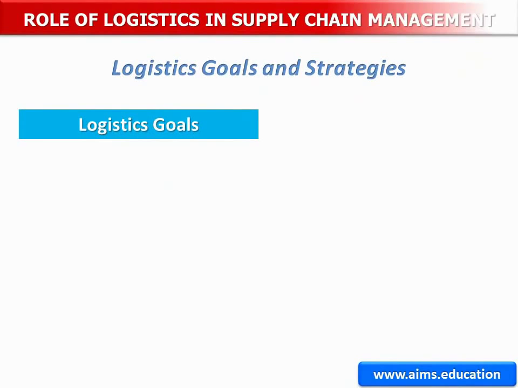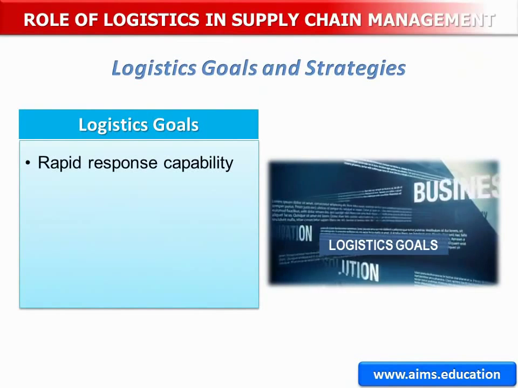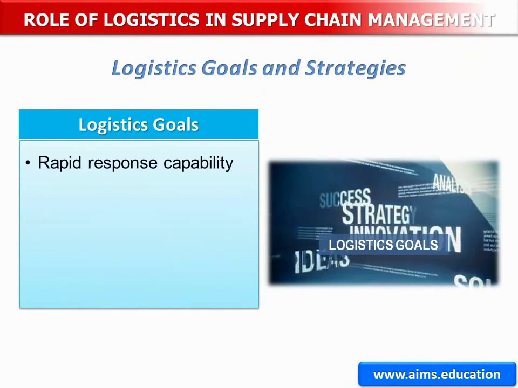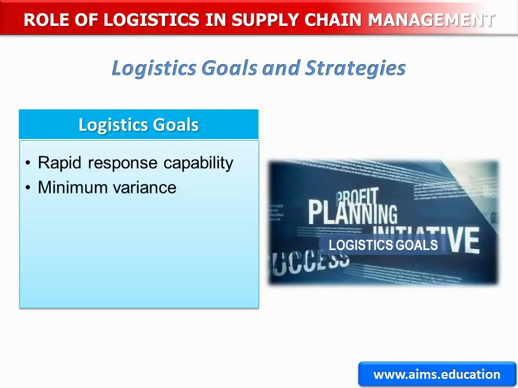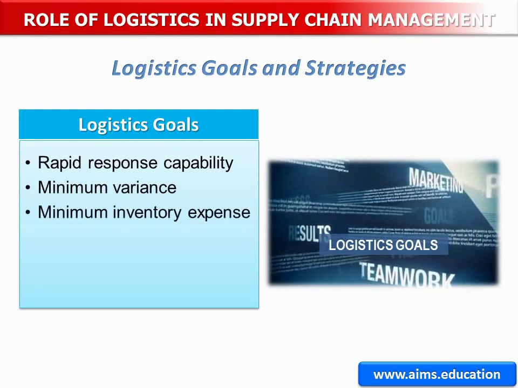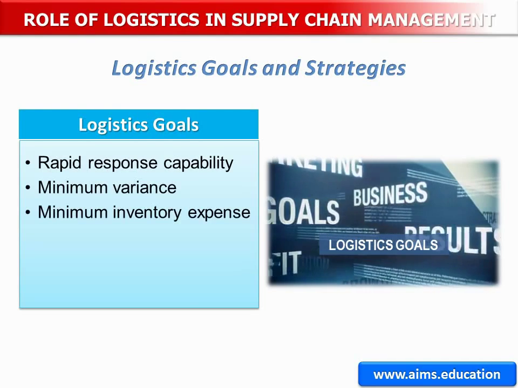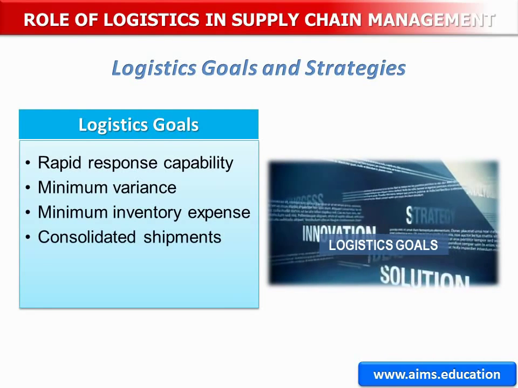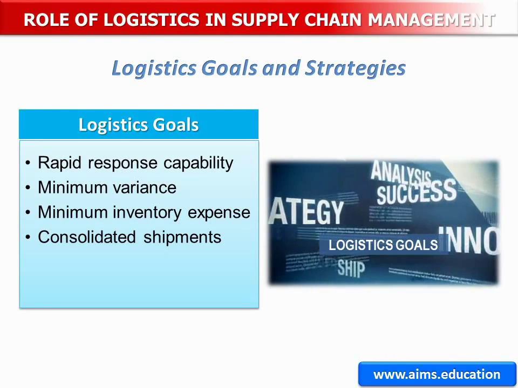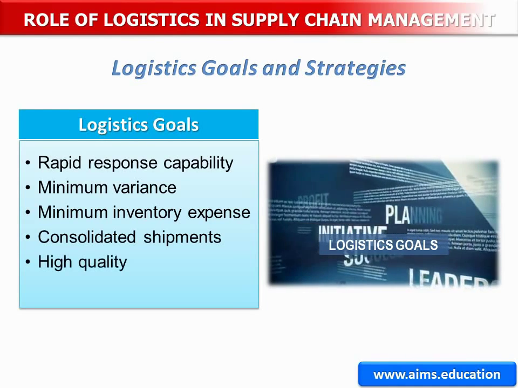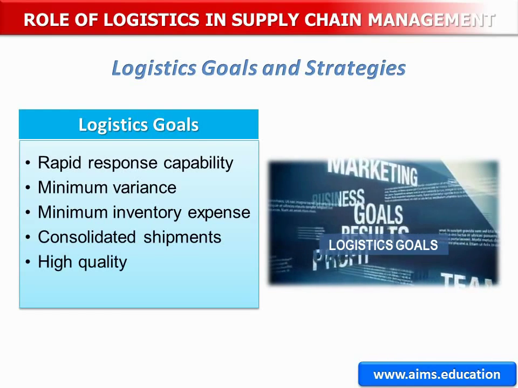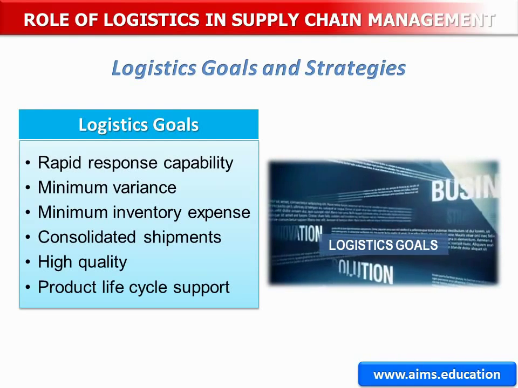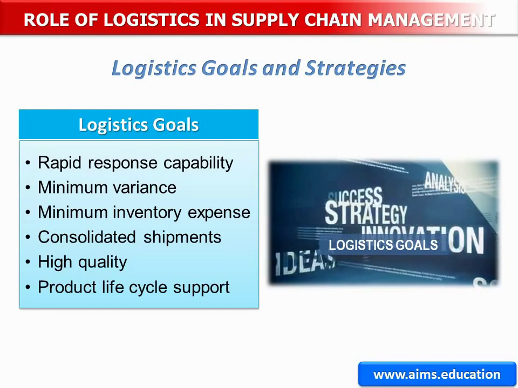There are a number of logistics goals that most experts agree upon. Respond rapidly to changes in the market or customer orders. Minimize variances in logistics service. Minimize inventory to reduce costs. Consolidate product movement by grouping shipments. Maintain high quality and engage in continuous improvement. Support the entire product life cycle and the reverse logistics supply chain.